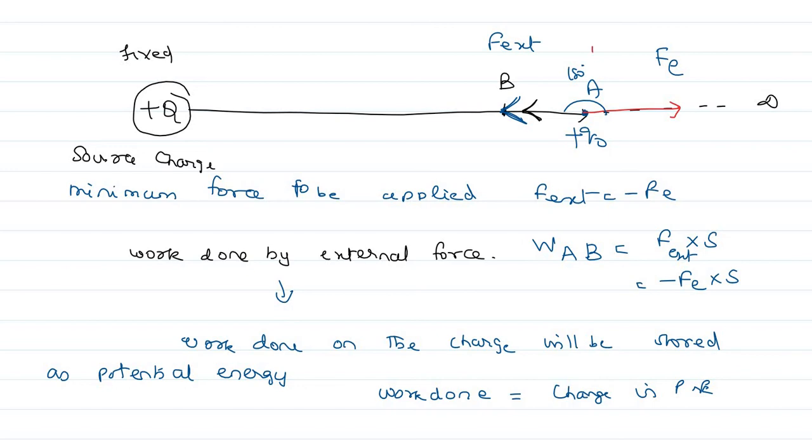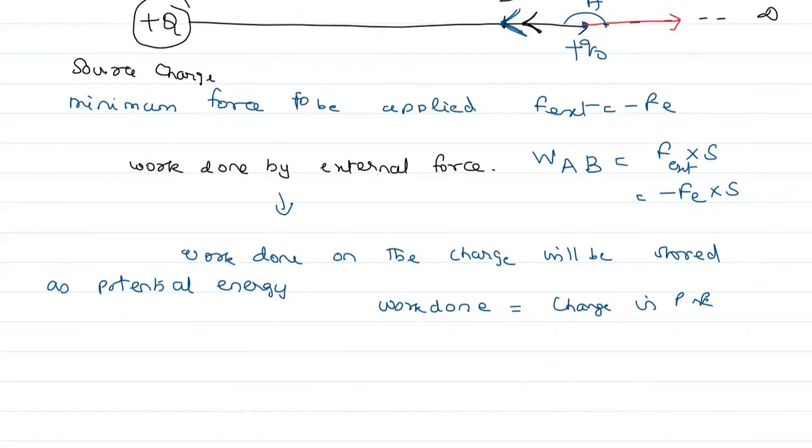So, at this point A, if the potential energy is UA, and at this point B, if the potential energy is UB, then how much work do you need to do? The amount of work done is nothing but the change in the potential energy. Can I write like that?